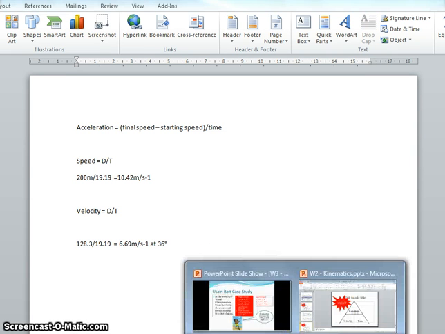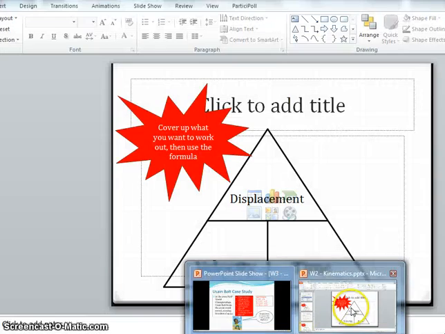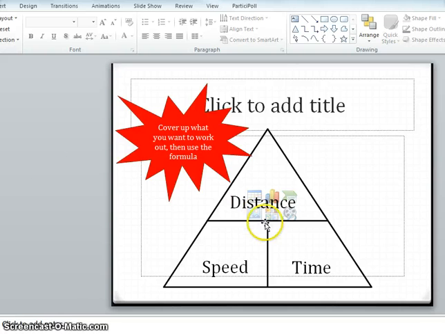Right, let's start working on the harder of the questions now. We want to start looking at interval times. What was Bolt's speed at each interval? What was his speed during the first interval, 0 to 50? Again, go back to your triangle. We need this triangle again now. We're looking at speed, and again, it's just distance over time.